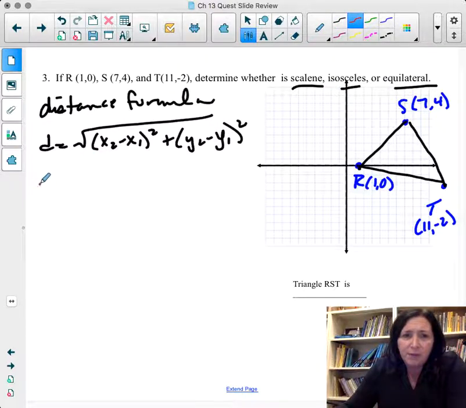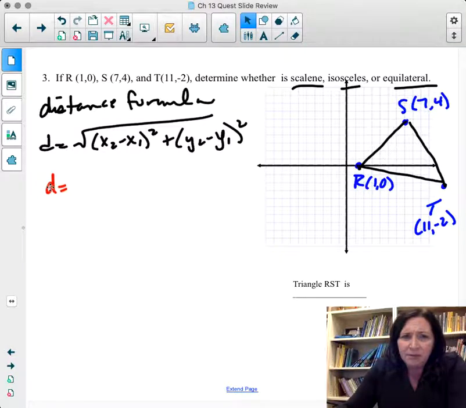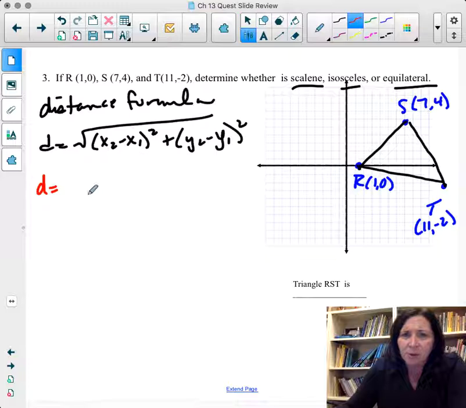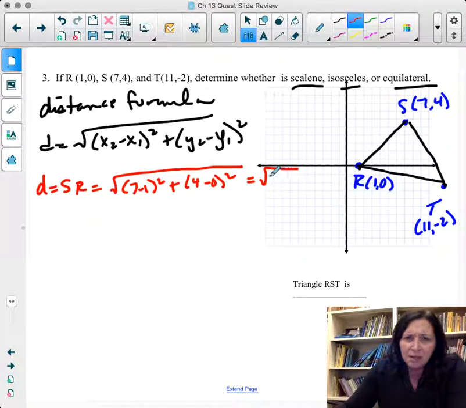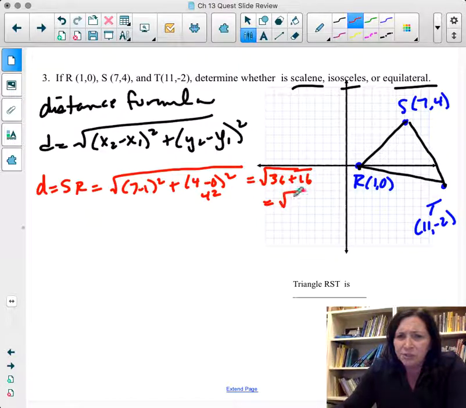And so the first one, let's find SR. To find SR, the distance there, we're going to subtract our x's. So we're going to go 7 minus 1, square that, plus 4 minus 0, square that. 7 minus 1 is 6. 6 squared is 36. 36 plus 4 squared. 4 squared is 4 times 4, so that's 16. So 36 plus 16 is equal to the square root of 52.